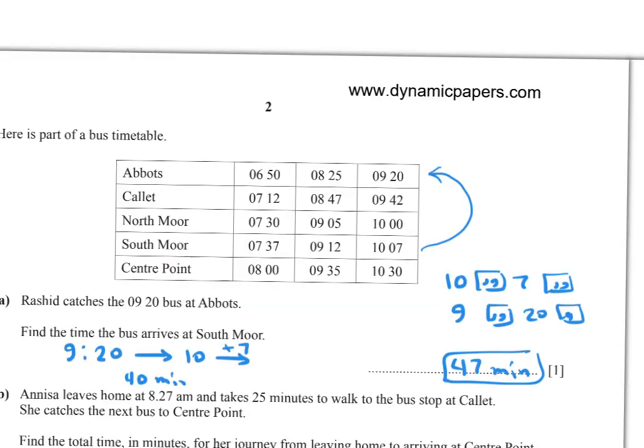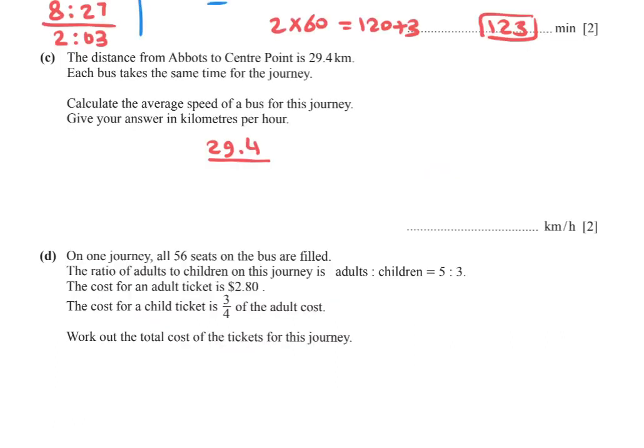From the table, the time from Abotas to Center Point is from 9:20 to 10:30. So 10:30 minus 9:20, 1 hour and 10 minutes. But we need to convert the time to hours. So 1 hour and 10 minutes can be written as 1 and 10 over 60, to convert minutes to hours. So this is the time in hours. Now divide 29.4 by 1 and 10 over 60, or 1 and 1 over 6, to get the average speed. So the answer, 25.2.